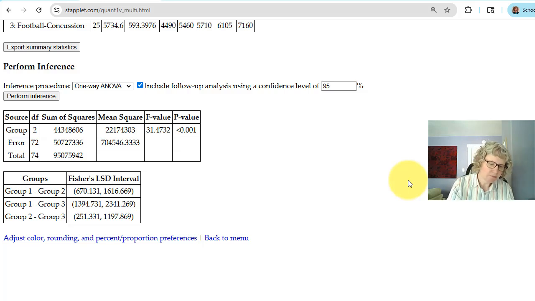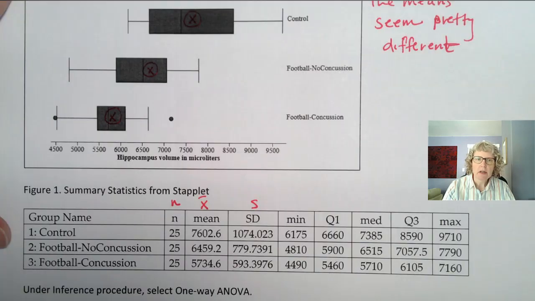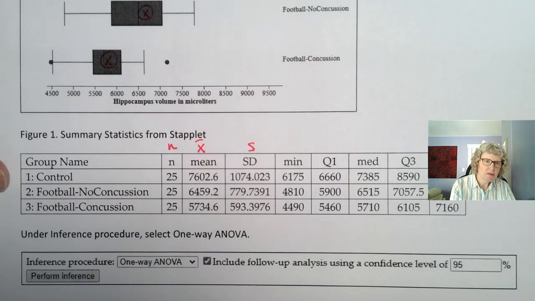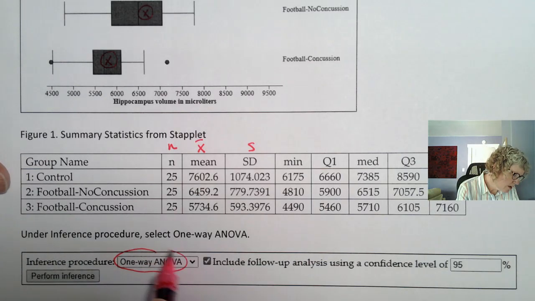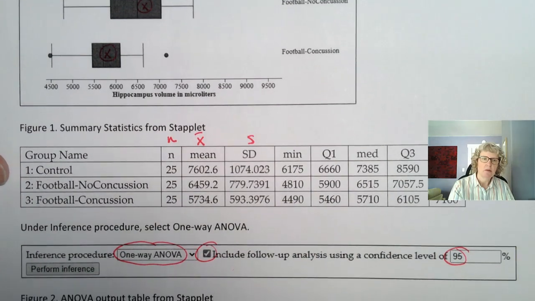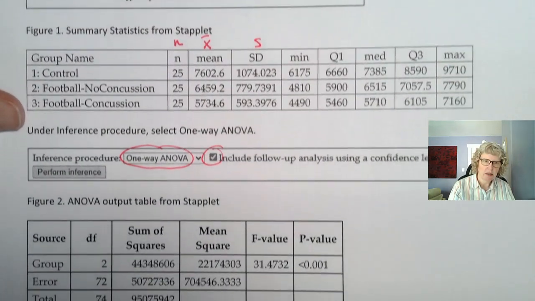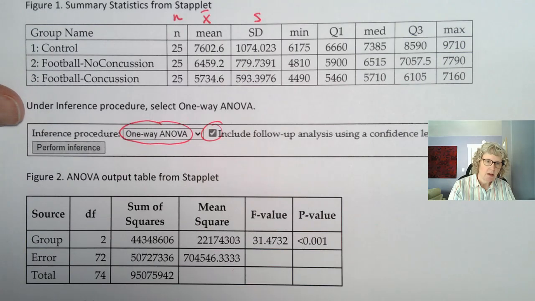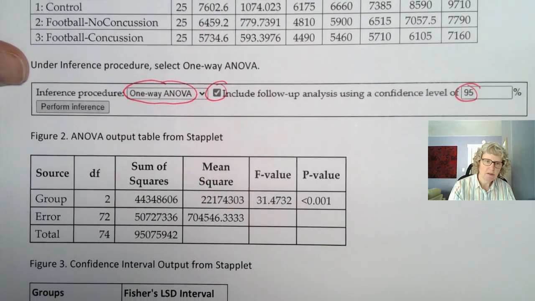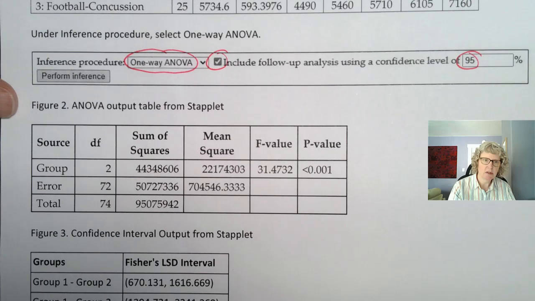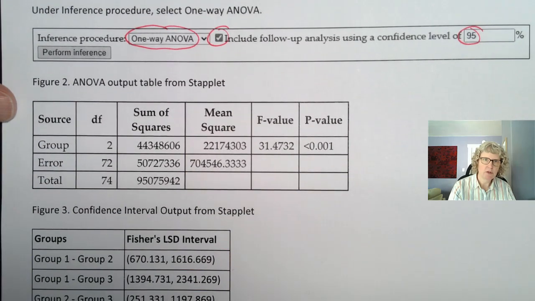Okay, and I have the screenshot of this on the notes as well. Okay, I'll write out what we just did. So inference procedure is one-way ANOVA, and then we checked this for 95%. Okay, and then we're getting this. And we're also getting this confidence interval output at the bottom. That's if you check the box.